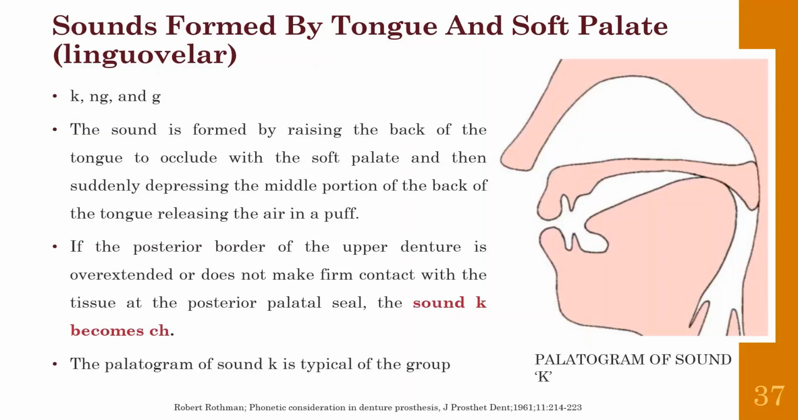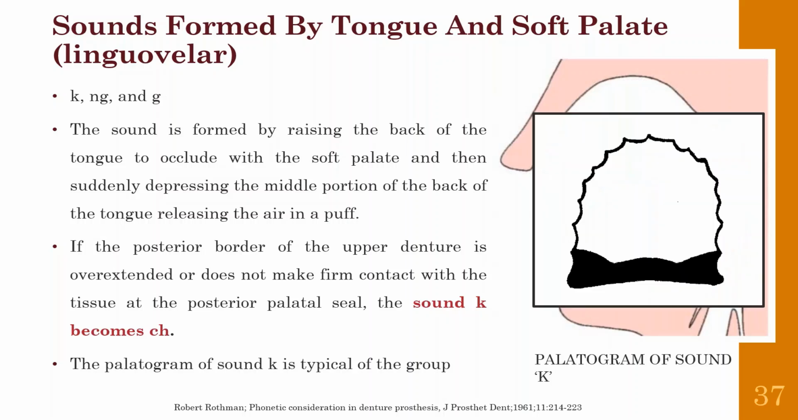Sounds formed by tongue and soft palate, linguovelar. The sound is formed by raising the back of the tongue to occlude with the soft palate and then suddenly depressing the middle portion of the back of the tongue, releasing the air in a puff. If the posterior part of the upper denture is overextended or does not make a firm contact with the tissue at the posterior palatal seal, the sound K will become ch. The palatogram of sound K is typical of the group. This is the palatogram of sound K.